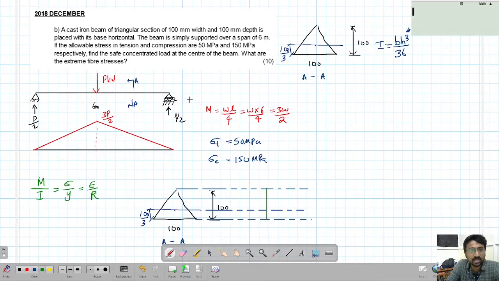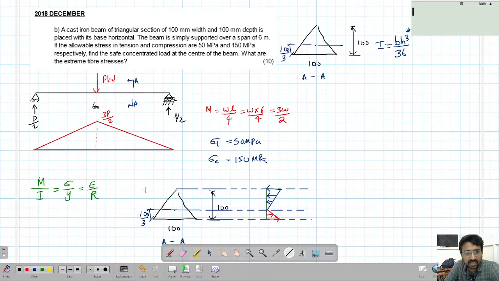Now since it is simply supported, the beam will bend like this, or we call that sagging. So in sagging, the top portion will be in compression and the bottom portion will be in tension. It is linearly changing compression. The top portion will be under compression like this, and the bottom portion will be in tension like this. Okay, so this is the neutral axis.